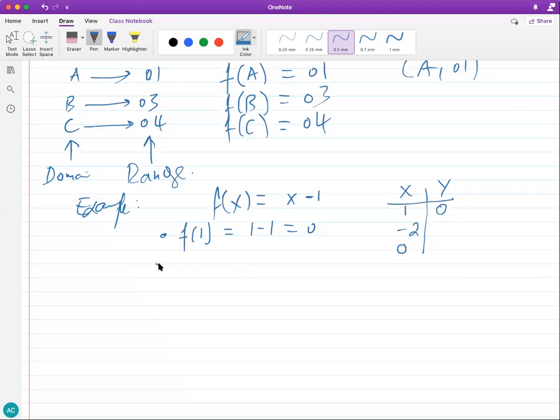Okay, so let's find the other one. So f of 1 is 0. Now let's find f of -2. So we're going to plug -2 here. What is f of -2? -2 minus 1, which is -3. Very good. Last one, we need to find f of 0. If x is 0, what is the y? So we're going to plug that here. So 0 minus 1, which is -1. That's it. So we completed the table.